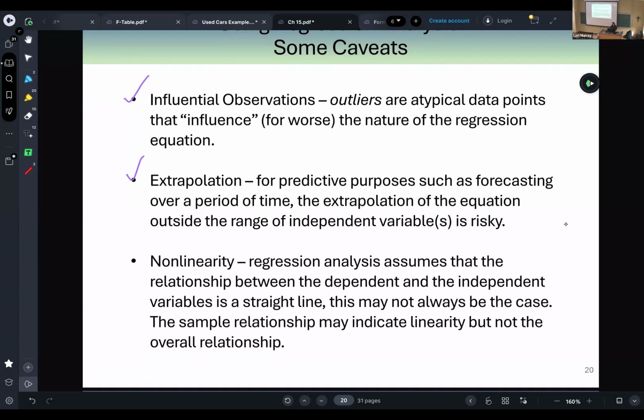Nonlinearity, be careful. You want to make sure these relationships are linear. If they're not, then you need to use nonlinear regression methods, which we don't cover in this course, but they do exist. Just remember, everything that we've done in chapters 14 and 15 assumes that the relationships are all linear.